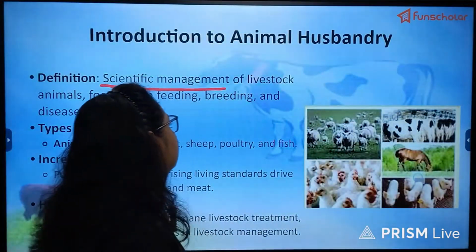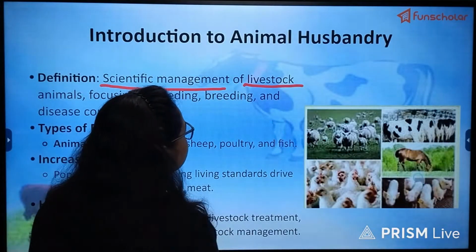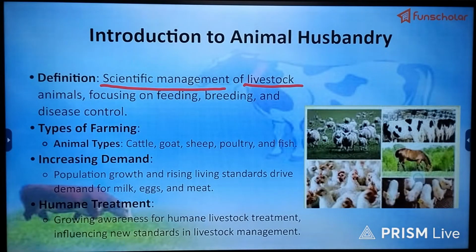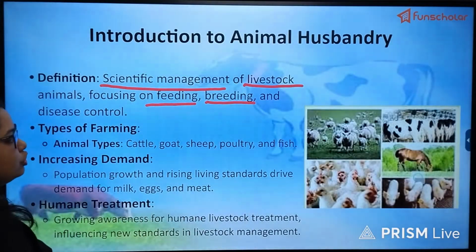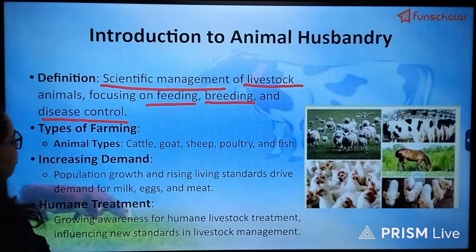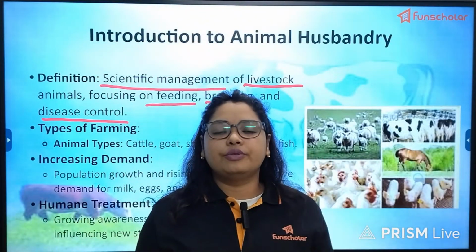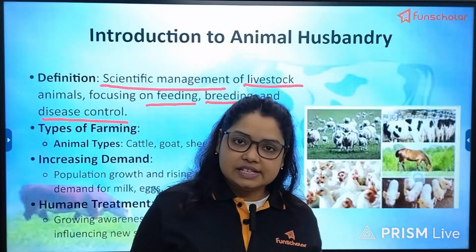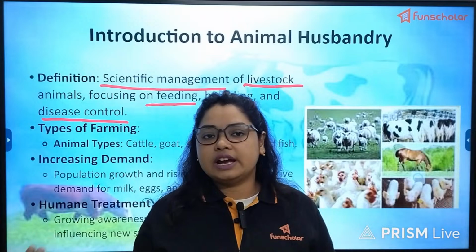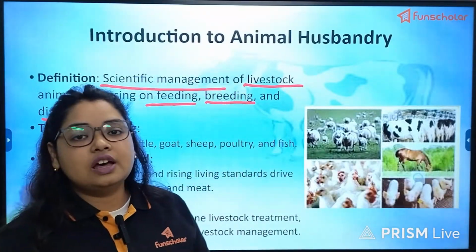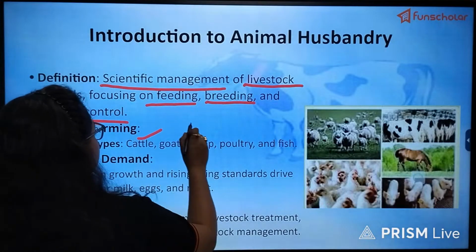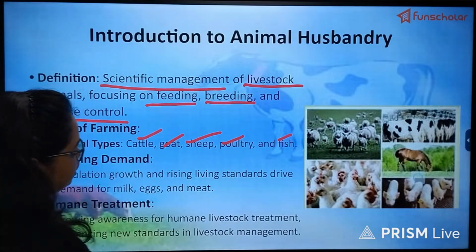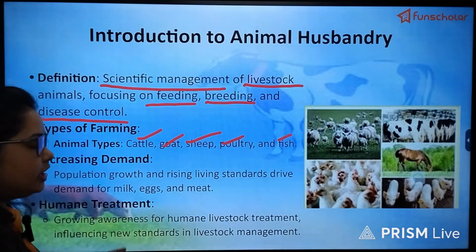So that is scientific. Then livestock means all those animals who are reared commercially for use or for the benefit of human beings. And it involves these steps. Feeding means taking care of the food. Breeding means the mating and producing offsprings. And disease control, we already know that we're vaccinating, or when they are infested with diseases, providing them medicines, curing them, isolating the diseased animals so that the diseases do not spread from the sick to the healthy animals. Then we have different types of farming, including cattle farming, sheep farming, goat farming, poultry farming, and fish farming, which is also known as pisciculture, about which we'll study later on.